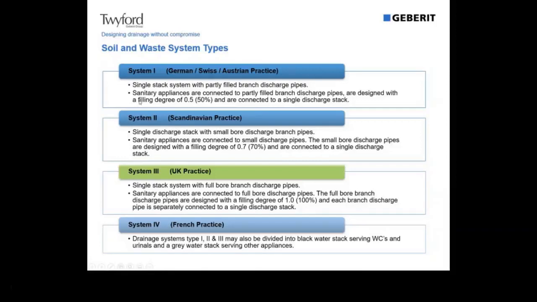System one, differently to system three, allows a 50% fill, where in the UK we allow 100% fill. And they also allow appliances to be connected together in order that they then discharge into the main stack. The Scandinavian practice allows 70% fill, but also allows appliances to be connected together before they go into the stack. Whereas system three, which is the UK practice, has 100% fill, and each branch discharge pipe is to be separately connected to a single discharge stack. Now, we'll pick up on the reasoning for that later on and how that works. But typically in the UK, you would connect everything directly to the stack itself rather than jointing together.